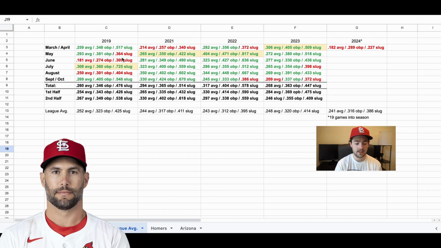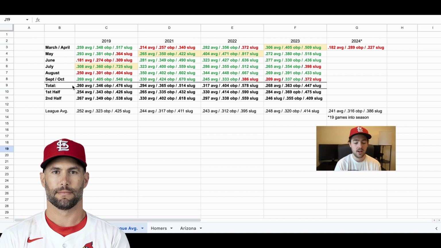And in 2019, that wasn't until July. He was off to a pretty slow start until July, where he had a .308 average, .360 on base, and .725 slug. Pretty impressive slug right there. So he was an above league average player there. Didn't have a wonderful August, but then ended up with okay stats overall.